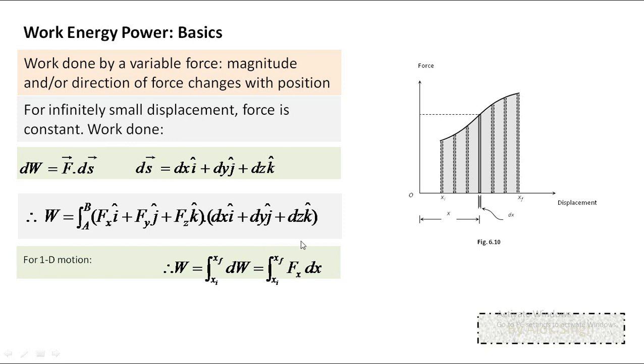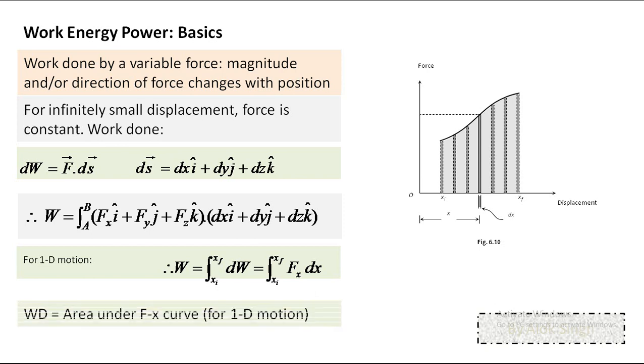So this term, work done between xi and xf, will be equal to the area under the force displacement curve between xi and xf. So there are two ways of calculating work done by a variable force. In case of one dimensional motion, it can also be calculated if we plot force versus displacement. We can calculate work done as area under the curve between initial point and final point. This is possible only in case of one dimension.